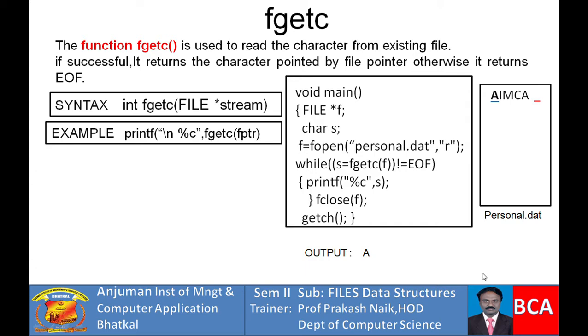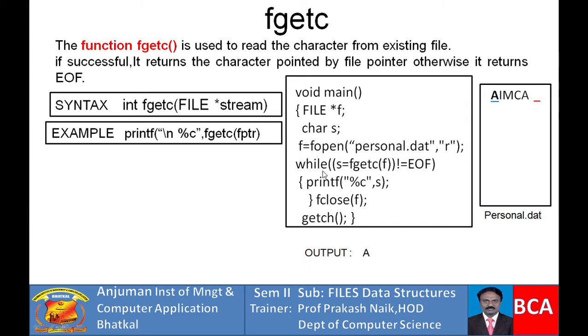Okay. So char s of type character. I want to retrieve one character, store it to s, and write it to some other file. So the third line says open the file named personal.dat. R is being given here, R stands for read. Right? And the starting address is assigned to f.